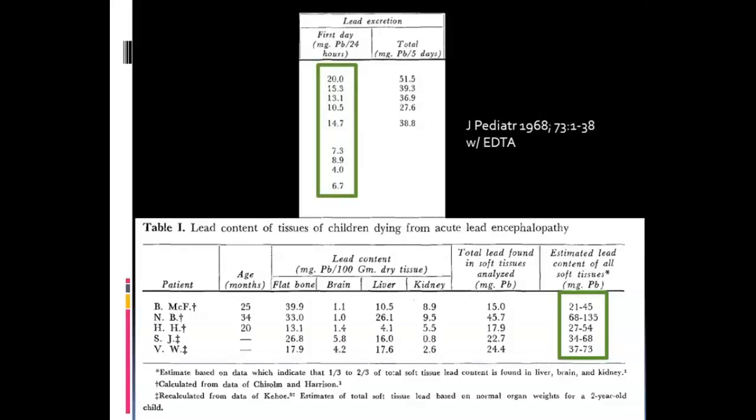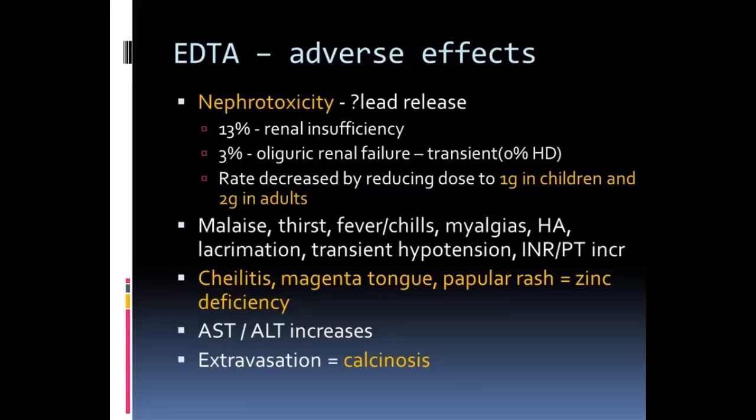I think it's important to recognize that when we do chelate, our intent is to rapidly drop the blood concentration. The total amount that you're going to remove might be 10 milligrams of lead, and they may have tens or hundreds of milligrams of lead in their body, which is going to be difficult to chelate in an acute session. So what are the adverse effects?